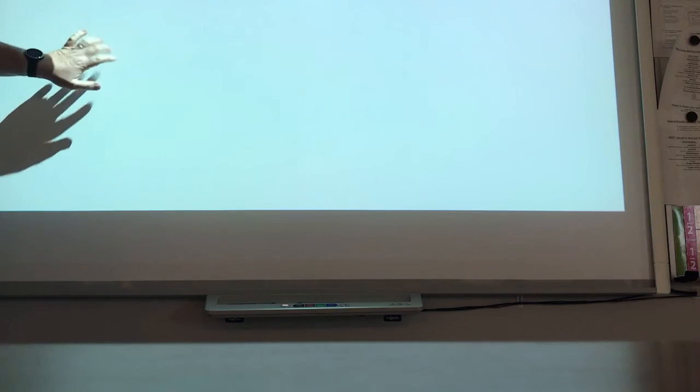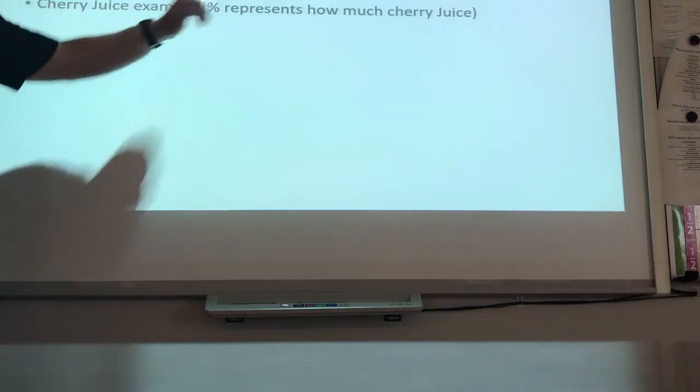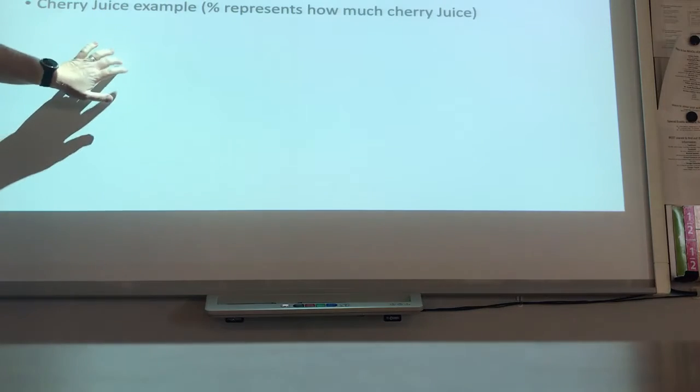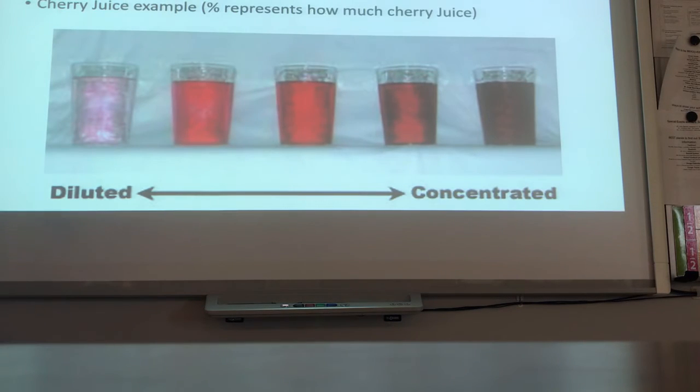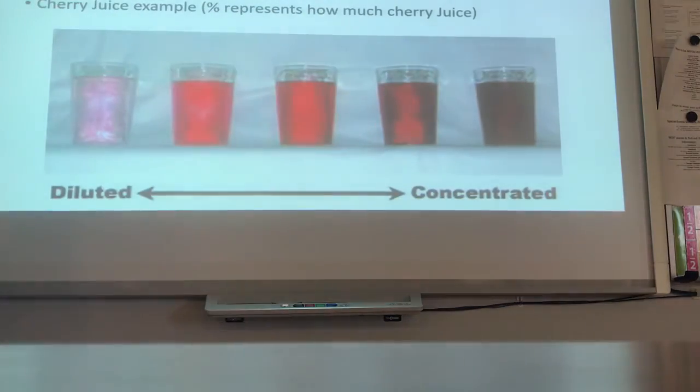And this is what your doctors, nurses, those people that give IVs and intravenous fluids, will tell you: what percent of the item they want in there and what percent they want to be water, so we can be very accurate. We're going to do that with our cherry juice example. The percent represents how much cherry juice. So you can see we have a very diluted cherry juice drink or a very concentrated cherry juice drink.